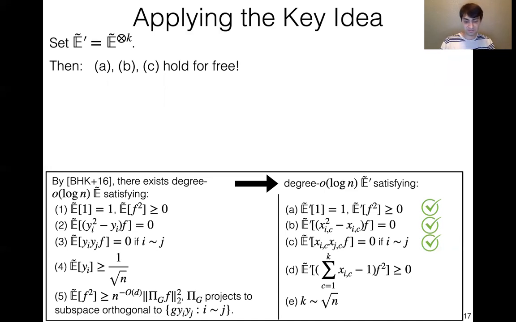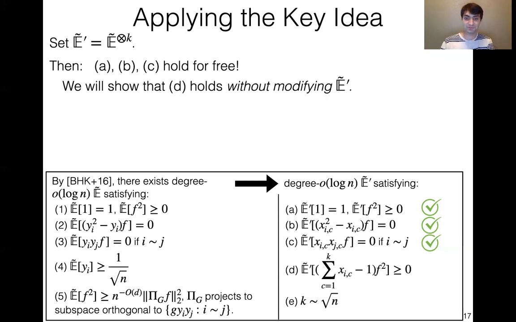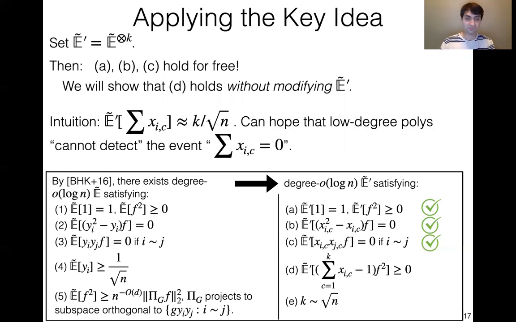On the surface this maybe looks more tricky. How are we going to modify this E tilde prime so it satisfies this? And kind of the funny trick is that we just don't. We'll show that D holds without modification. This might seem a little weird because this doesn't really hold for distributions, since there is some small probability that a vertex will not appear in any of the independent sets that we draw. But the intuition is that the pseudo-expectation of the sum of this thing is about k over root n, and k is root n log n. So this is like log n, or something, maybe like log to the 10 n.